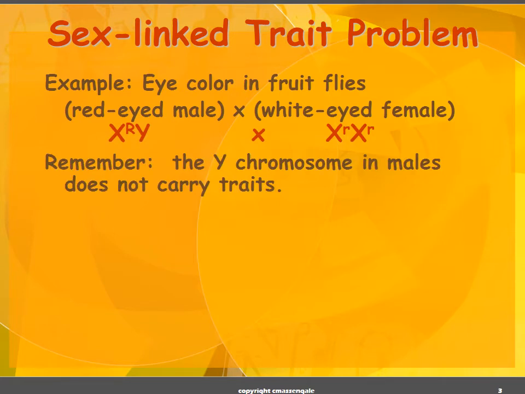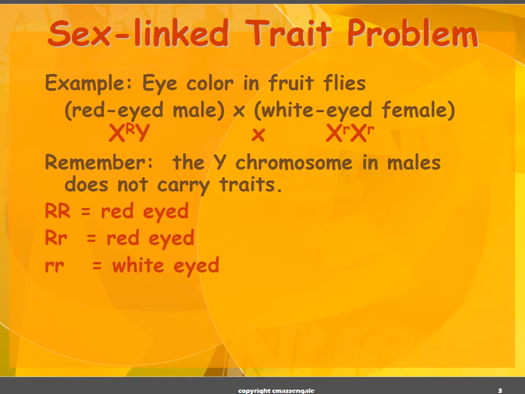Homozygous recessive, right? So remember that the Y chromosome does not carry the traits. So red eyes would look like this. Red eye would be heterozygous. White eye would be homozygous. Okay, remembering XY is the male, XX is the female. So let's lay out our Punnett square and have a look at what it would look like.